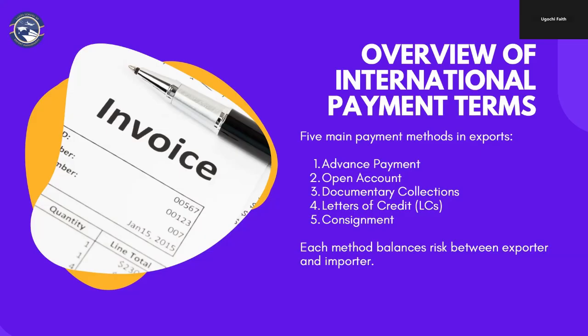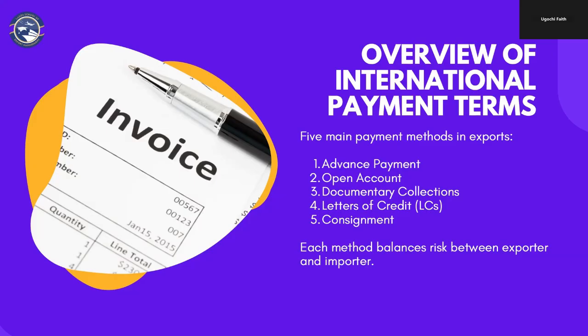For any exporter, the letter of credit is like the second best option that you can ever go for. Okay, so the fifth one is consignment. The way consignment works is that you load your shipment to the buyer's destination, and when the buyer has been able to sell that shipment, the buyer will now pay you for your services. So that's how it works.